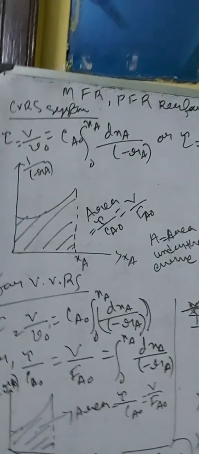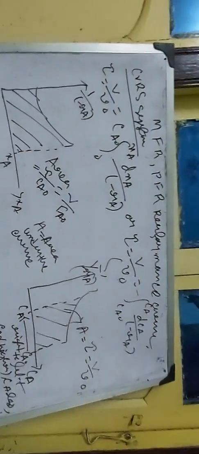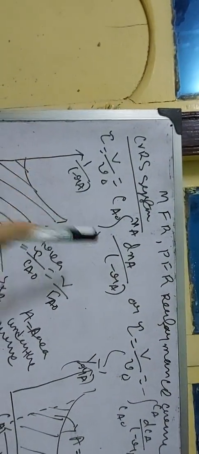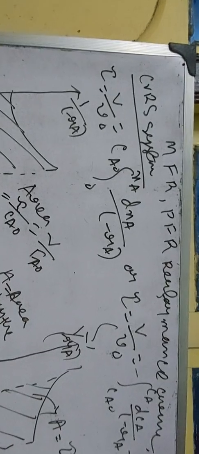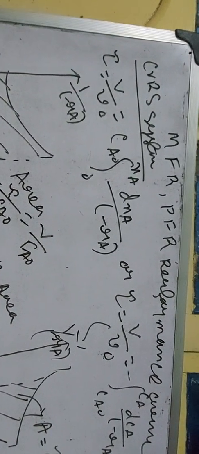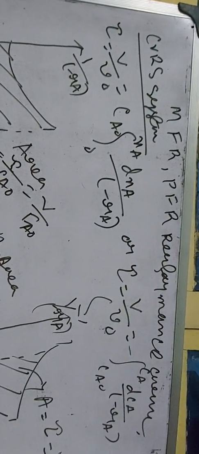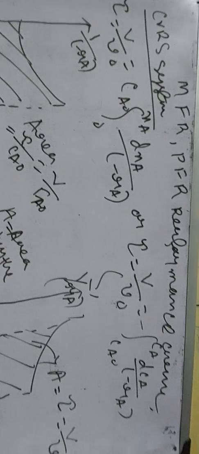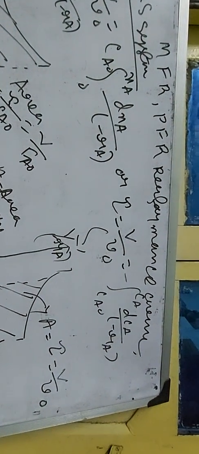So first we will go to the MFR and PFR performance curve. In CVRS system, tau is equal to V divided by V naught, that is equal to CA naught integral from 0 to XA of dXA by minus RA, or tau is equal to V by V naught, minus CA naught integral from CA naught to CA of dCA by minus RA.